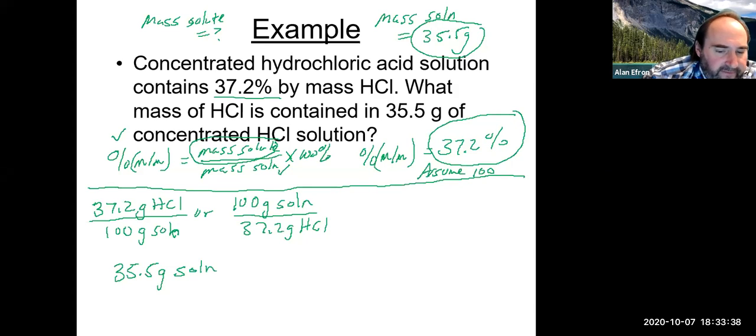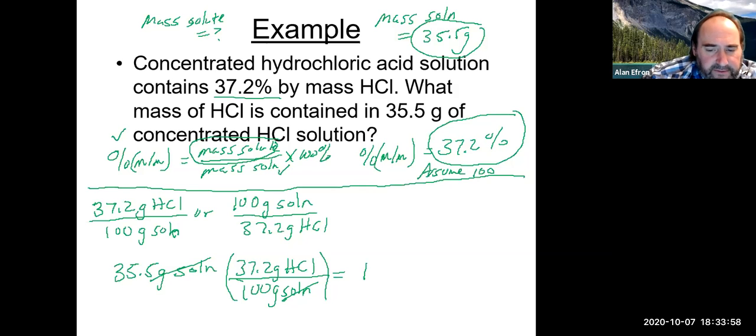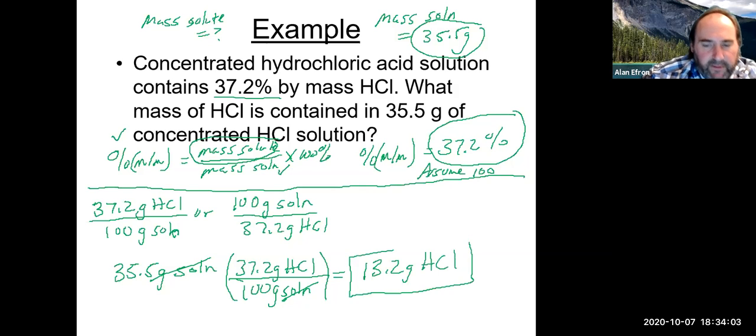So we have 35.5 grams of solution. I could use the conversion factor on the left here, which would give me 37.2 grams of HCl and 100 grams of solution. Grams of solution will cancel and leave us with the grams of HCl, and I believe it is 13.2, like I see there in the chat box, which is good. You will get 13.2 grams. Now, you could do it that way, or you could do it by plugging it into the equation. The truth is, it's the same calculation you're doing either way.